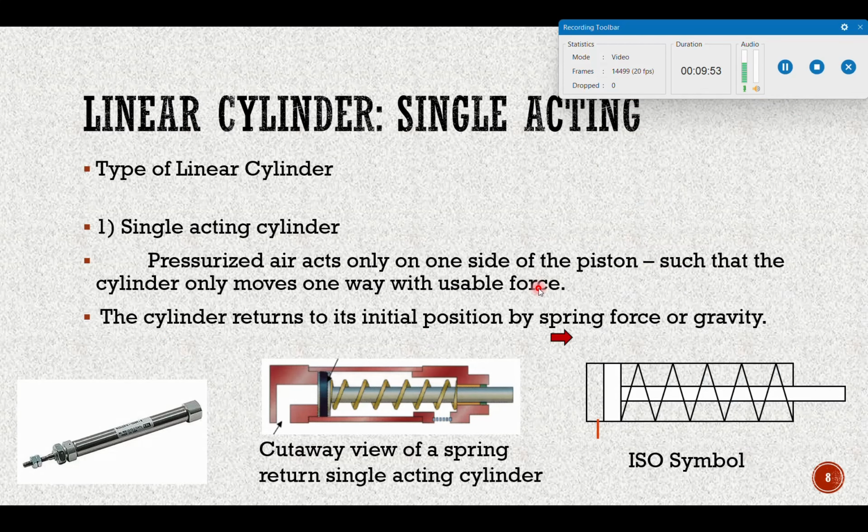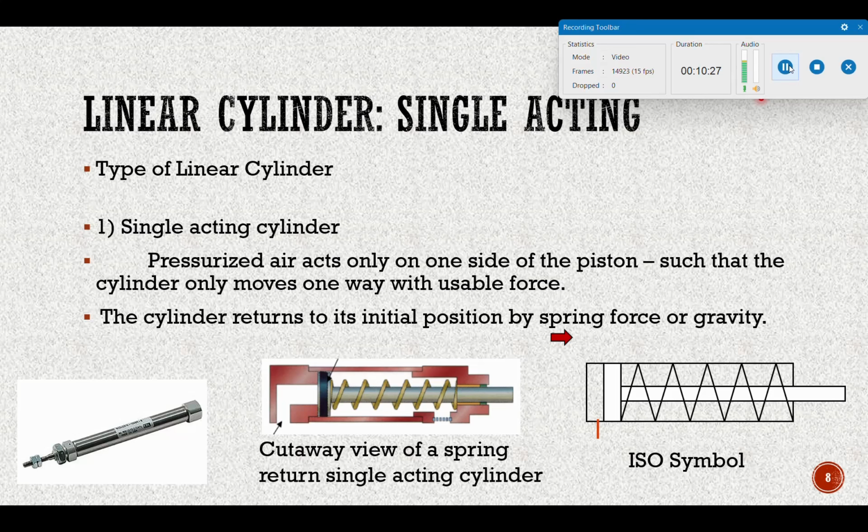So this is a single acting cylinder, one of the types. We have double acting cylinder, and we have single acting cylinder. For a single acting cylinder, the pressurized air acts only on one side of the piston, such that the cylinder only moves one way with a usable force. The cylinder will return to its initial position by spring force, which is usually the case, or gravity.